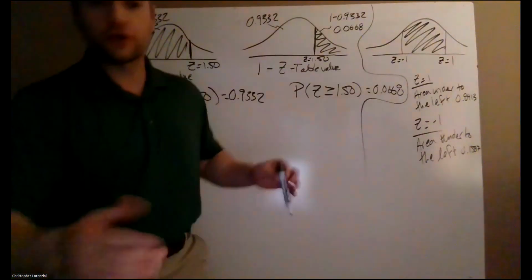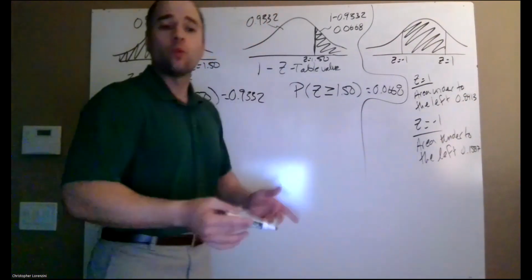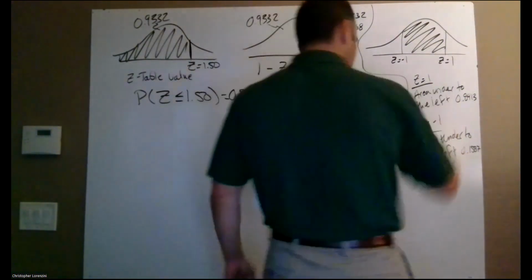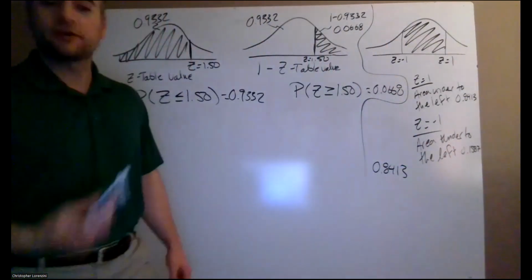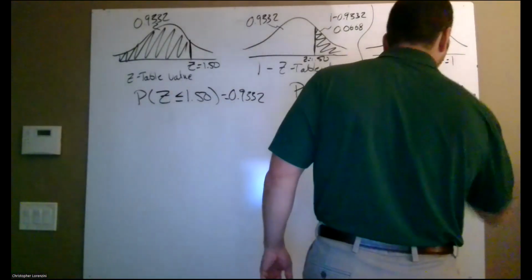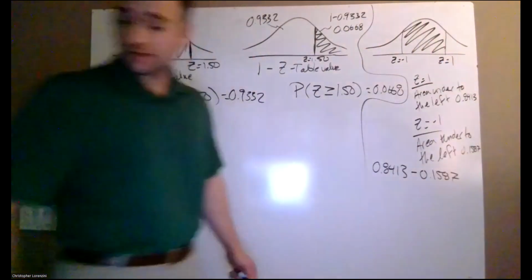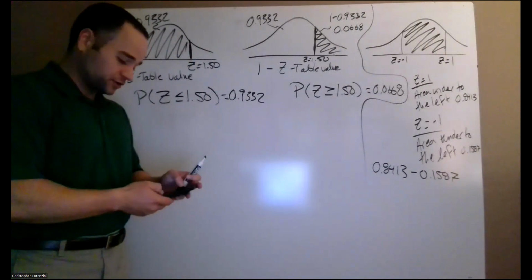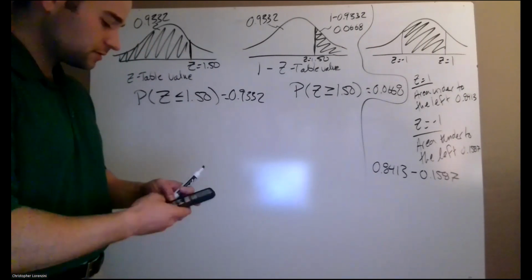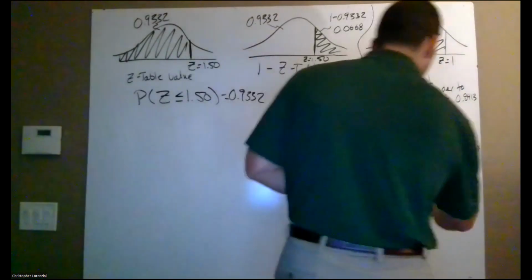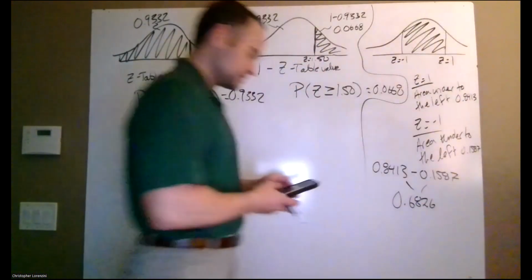So now that I've looked up both of those values, I can find the area under the curve in between 1 and -1. My first value was 0.8413. My second value is 0.1587. So I'm going to take 0.8413 minus 0.1587. And that's going to give me the area under the curve in between those two values. So we go to our calculator and when I do that, we get 0.6826.